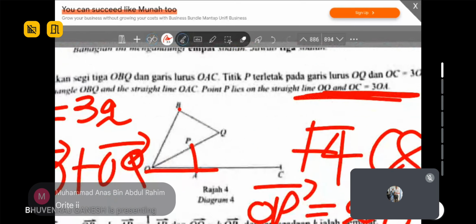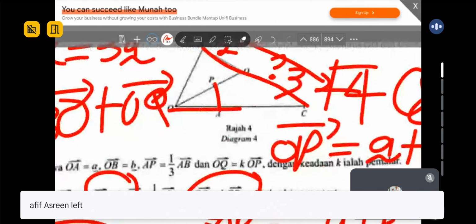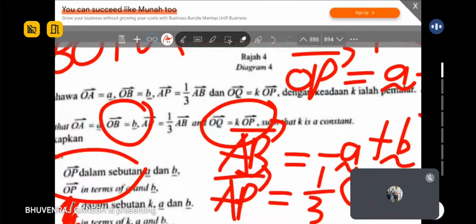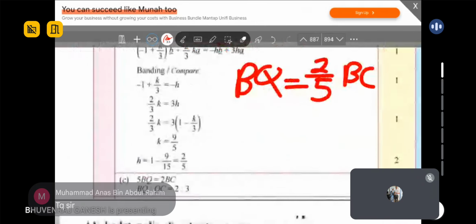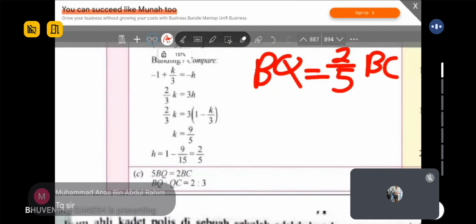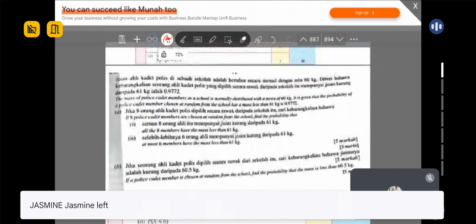BQ kepada BC. Kamu sambungkan. BQ 2 kan? Sebab BQ sama dengan 2/5 BC. Okay, so 2, 5. So guys, nilai ni berapa? QC berapa? 3 kan? 5 minus 2. Okay, you get 3. Maksudnya, BQ kepada QC adalah 2 kepada 3. That's all. Okay, so BQ to QC is 2 to 3. Nisbah dia. Okay, boleh faham guys? Can you guys understand soalan 8? Okay, so we go next one.